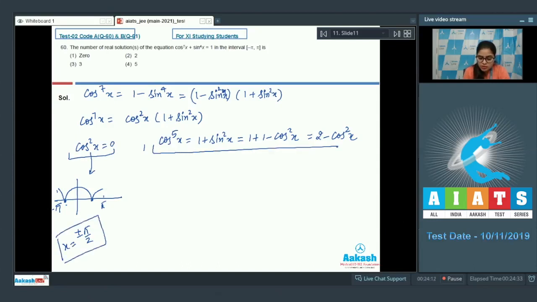Now check on another equation. Here you have cos to the power 5x is equal to 1 plus sin square x. Sin square x plus 1 has minimum value 1 and cos to the power 5x has greatest value 1. So x should be 0, which is also your solution. So number of real solution is 3. So option number 3 is your correct answer. Now move on, next question.